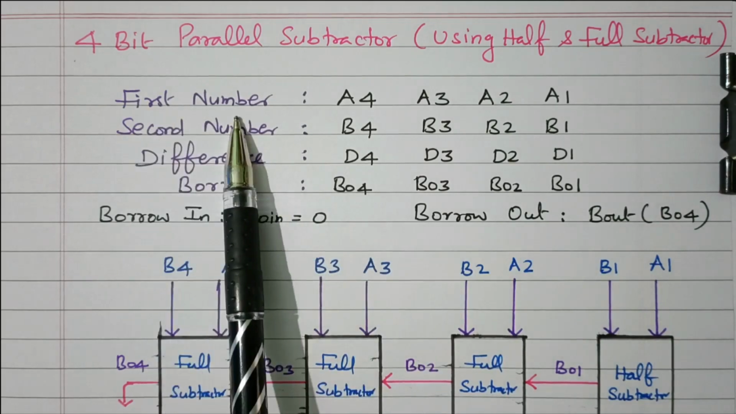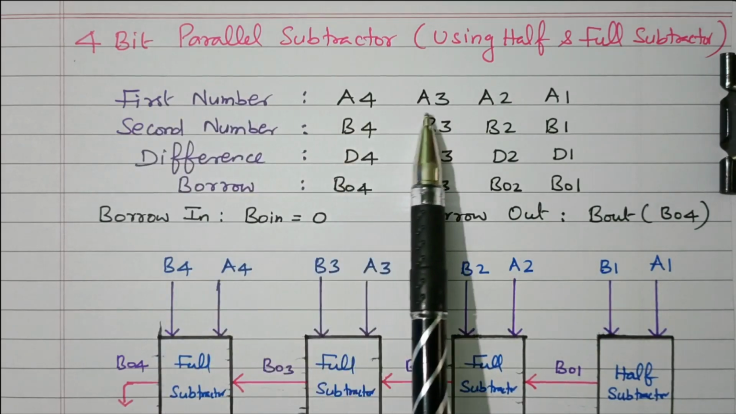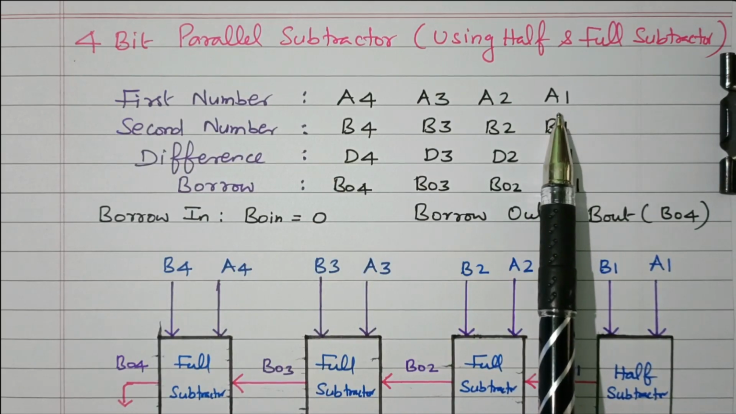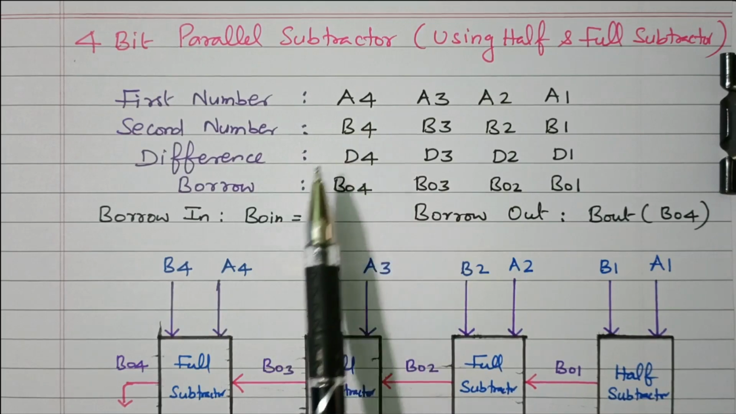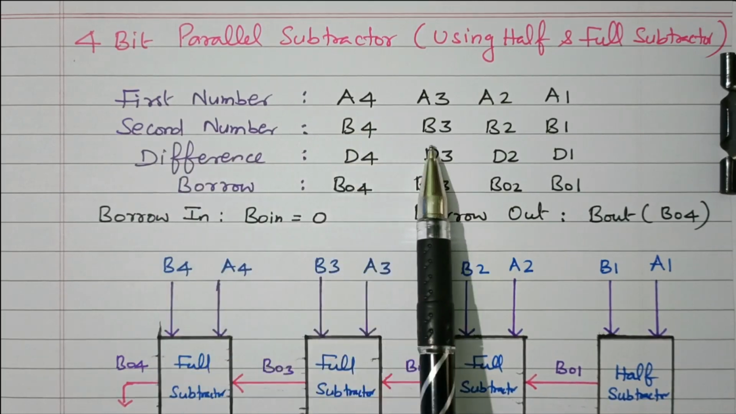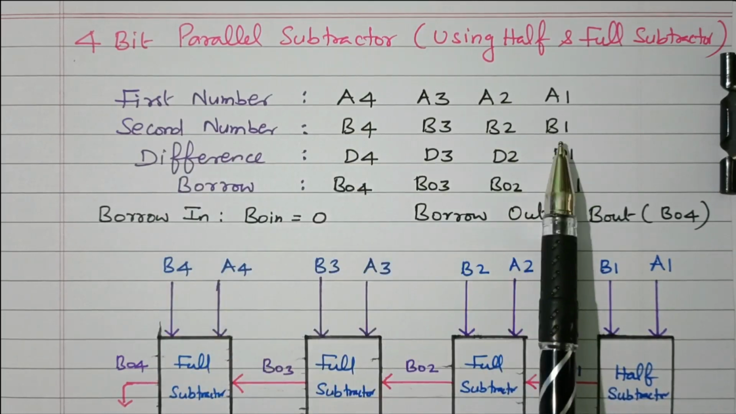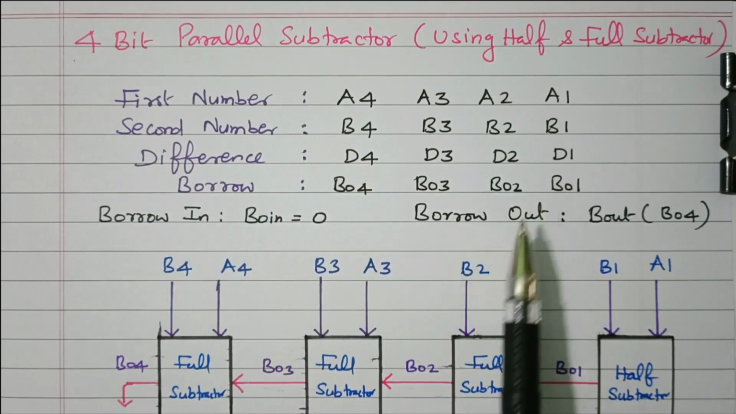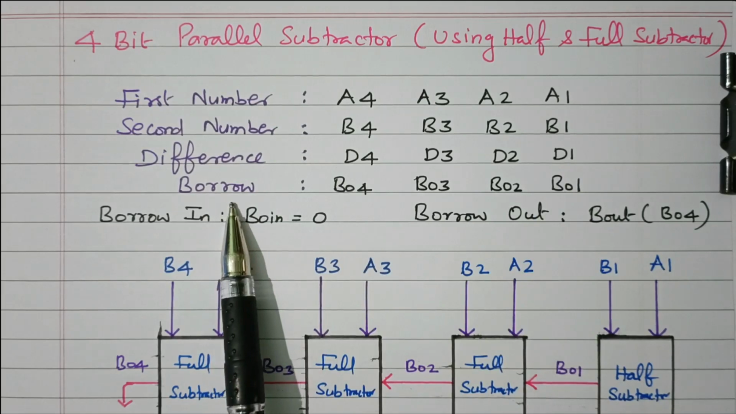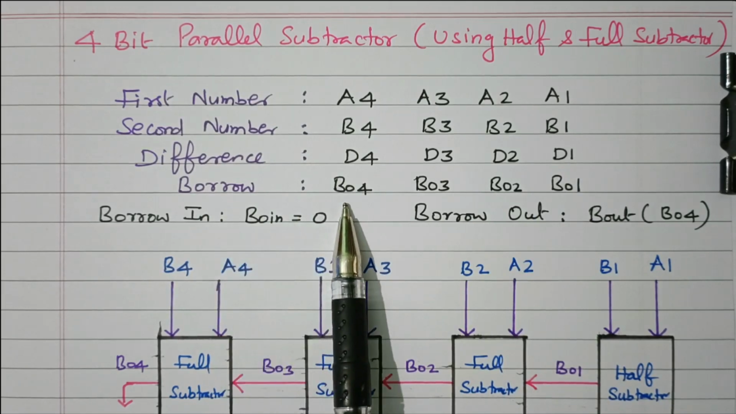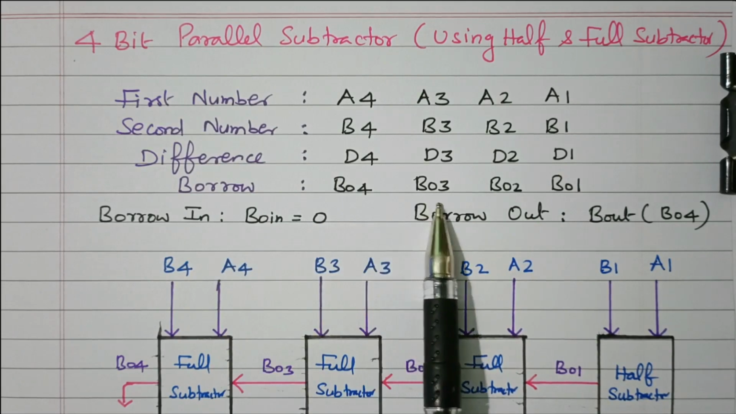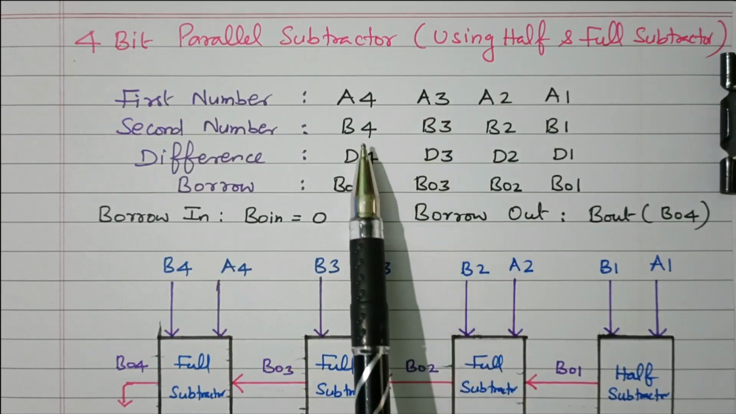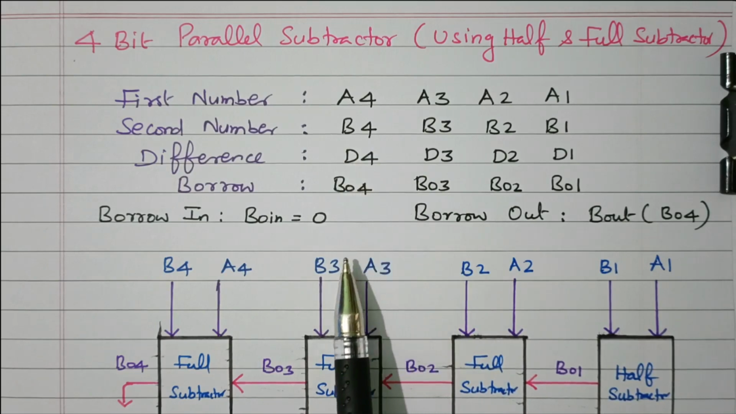Let us consider the first 4-bit number A4, A3, A2, A1. These are the 4 digits of the first number. A1 is the LSB, A4 is the MSB. Then the second number is B4, B3, B2, B1. Then the difference between these numbers is D4, D3, D2, D1. And the borrow generated while making subtraction is BO4, BO3, BO2, BO1. So the first number A, the second number B, the difference and the borrow are available.